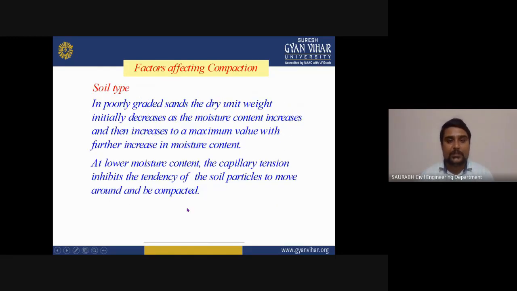Again we will see the soil type, and how it can affect the compaction of a soil. In poorly graded sand, the dry unit weight initially decreases as the moisture content increases, and then increases to a maximum value with further increase in the moisture content. At lower moisture content, the capillary tension inhibits the tendency of soil particles to move around when compacted.